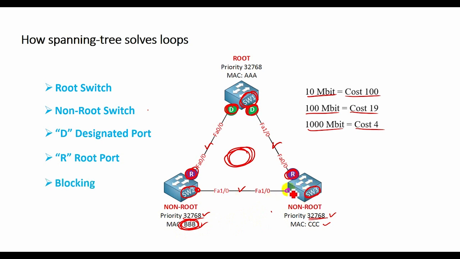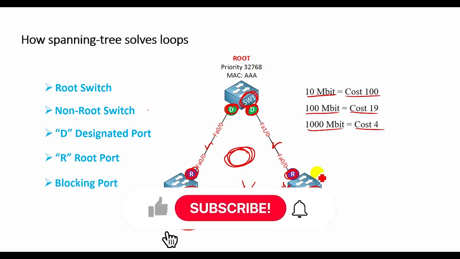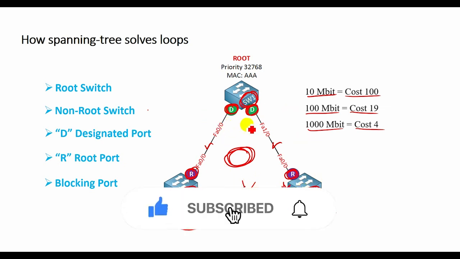Switch 3 is our loser here, which means it will have to block its port, effectively breaking our loop.